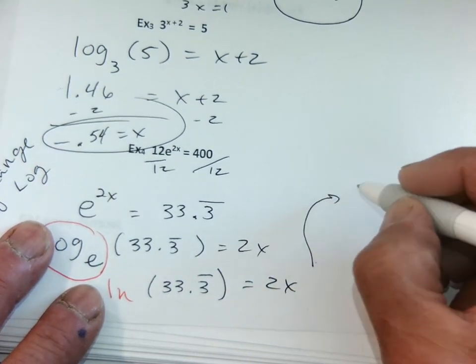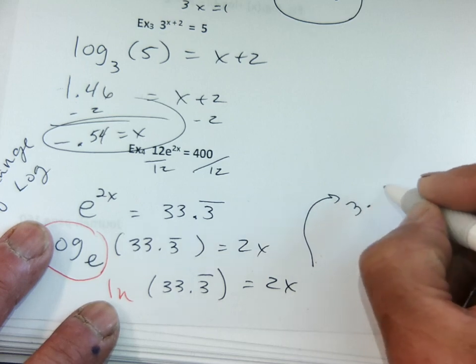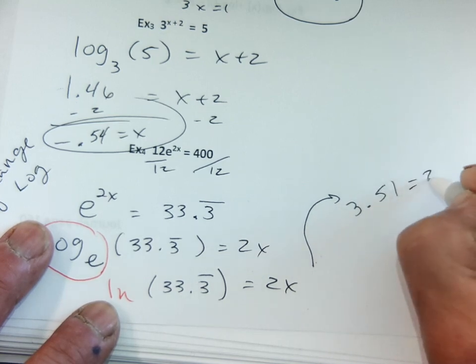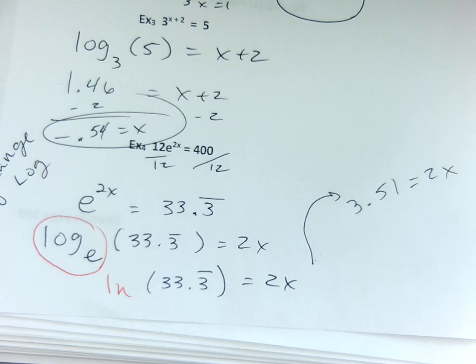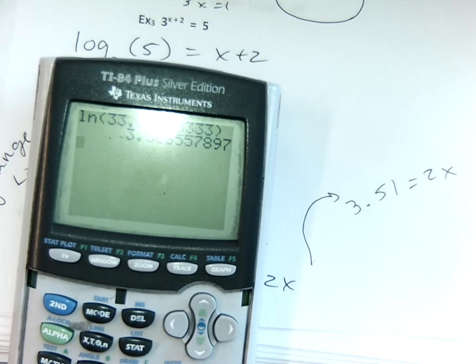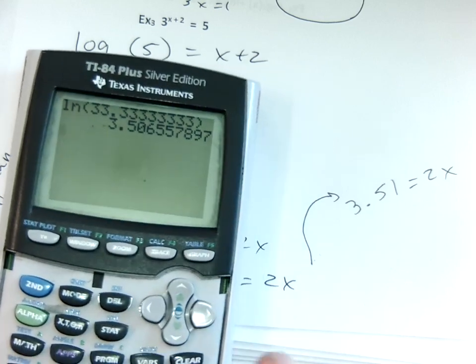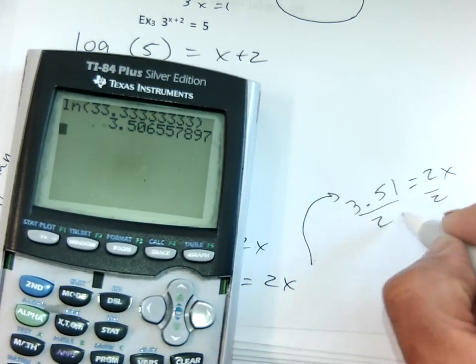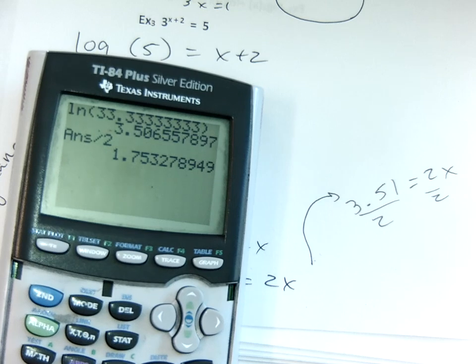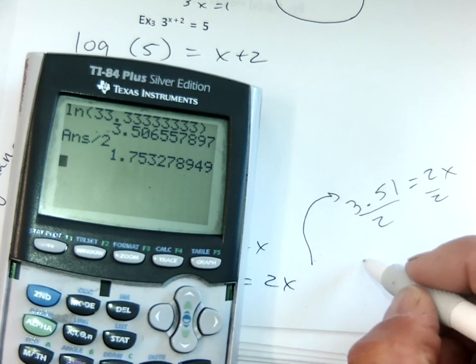We're going to put up here. So I've got 3.51 equals 2x, and then it's easy. Divide by 2. Divide by 2, right? So divide by 2, divide by 2. And I get an answer of about 1.75, approximately.